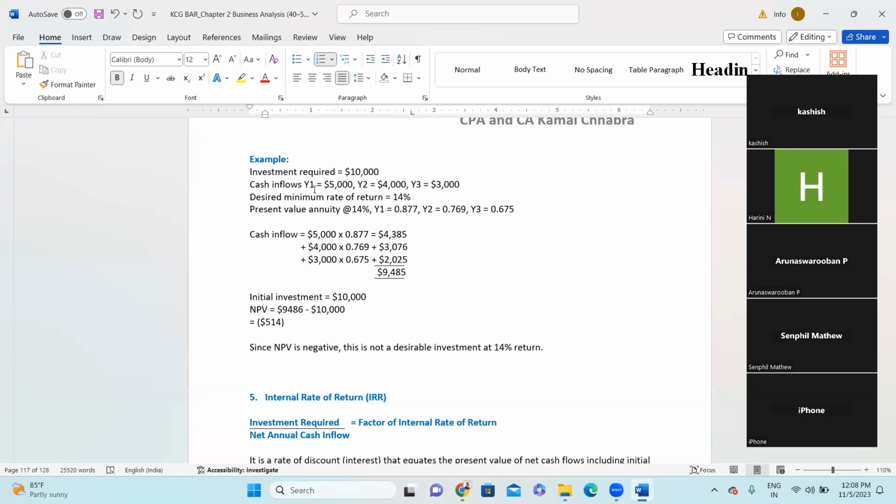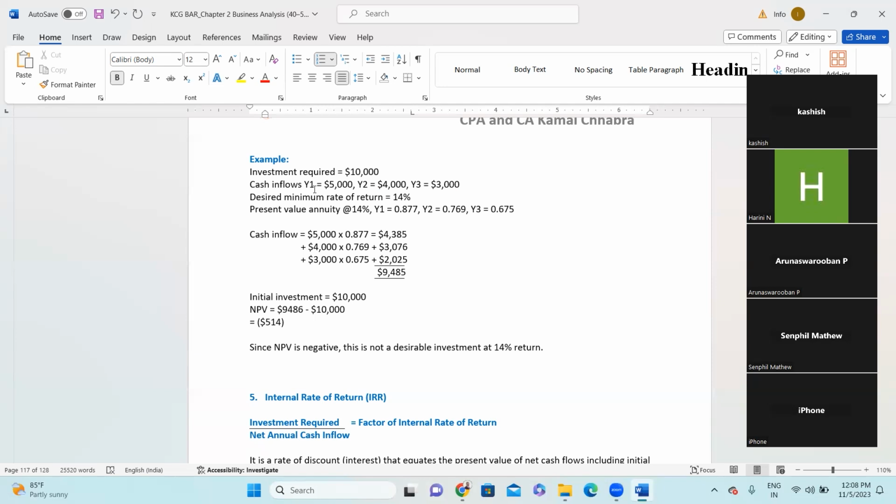So your present value of cash inflow is expected to be lower than the investment. So you will not be making investment, right? Since NPV is negative, this is not a desirable investment at 14% return. Make sense? Yes, sir. Sir, it is somewhere like 10 to 11% if we are getting a break-even point. Yes, that we'll be discussing in internal rate of return.